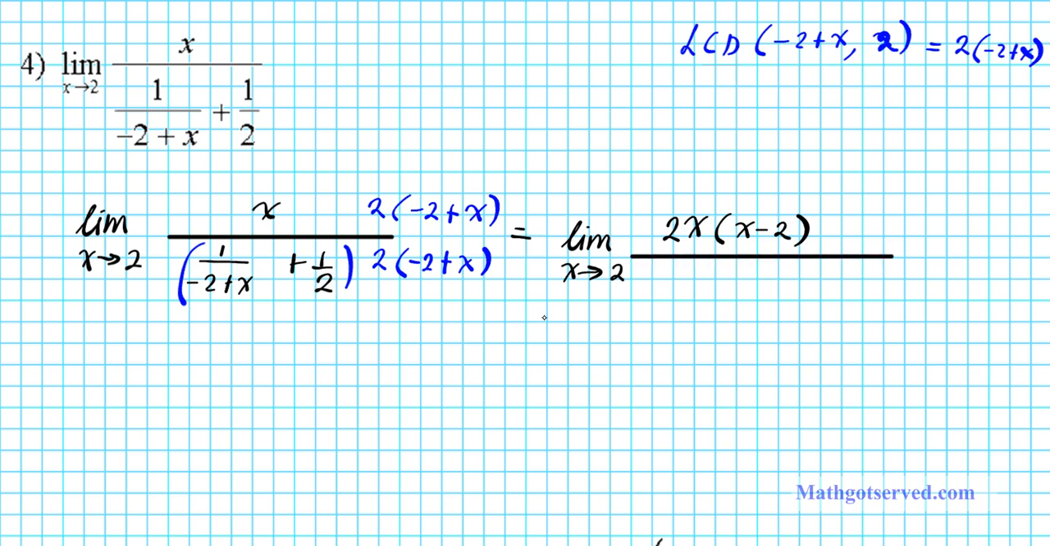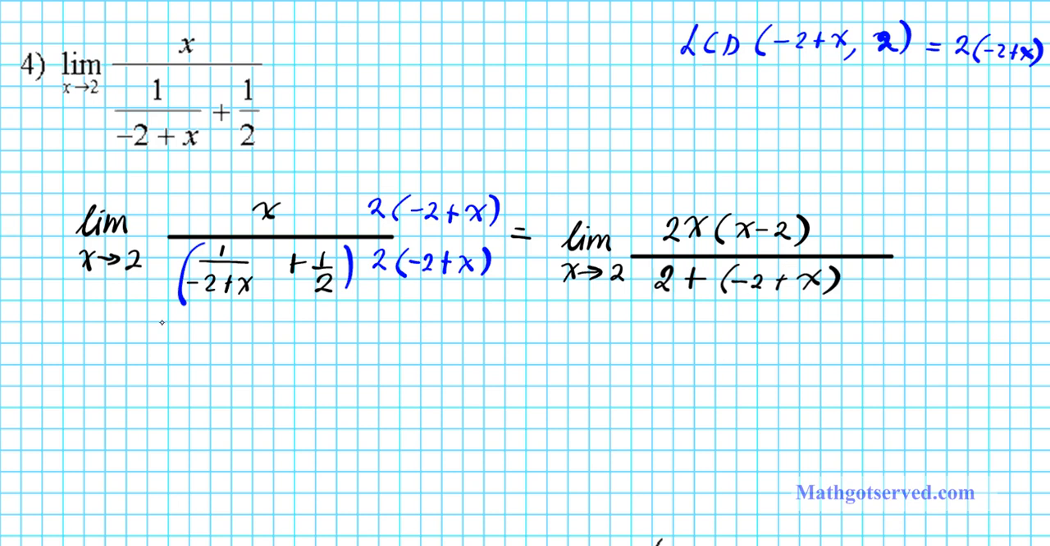And then downstairs here, what do I have? Now if I distribute this term to this, the negative 2 plus x will cancel out, so I'll be left with 2. Plus, now if I distribute 2 times negative 2 plus x with the 1/2, the 2's cancel out, so I'll be left with negative 2 plus x.